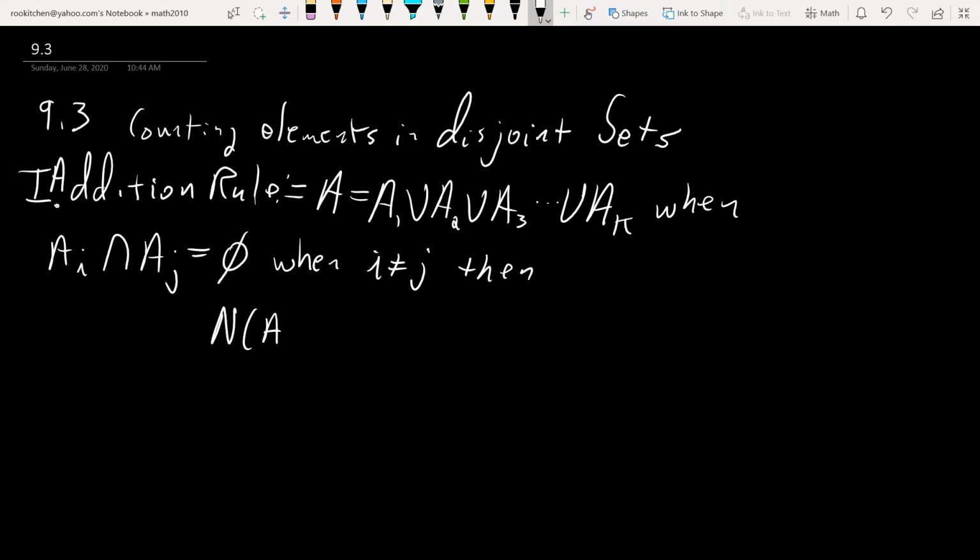I know I've been using the pound symbol for this, but I think I'm supposed to be using the N symbol, so I apologize. The number of things in A is going to be the sum of the number of things in these disjoint subsets.